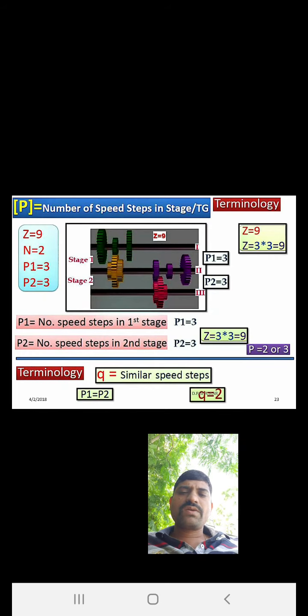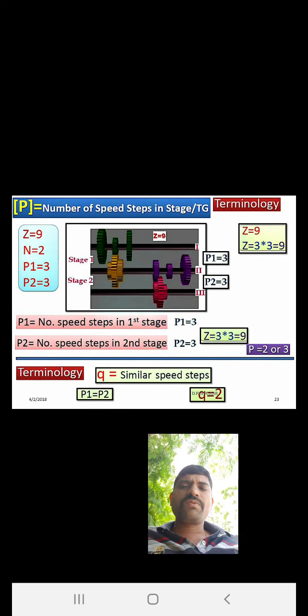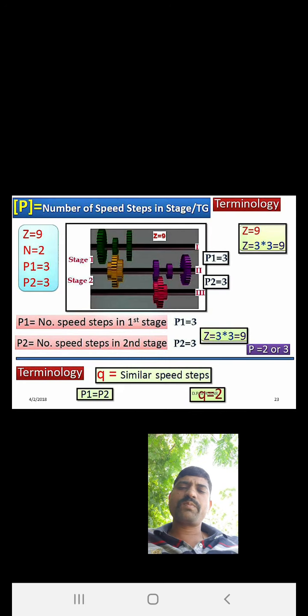Then see, q is used for the similar speed steps. How do we calculate those similar speed steps? In the first stage you check the value of p1, and in the second stage you check the value of p2. The p1 value is 3 and the p2 value is again 3, which means you get similar speed steps equal to 2, and we can write p1 is equal to p2. All of you getting how to calculate?